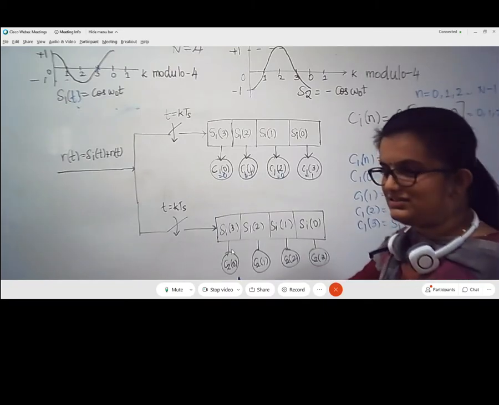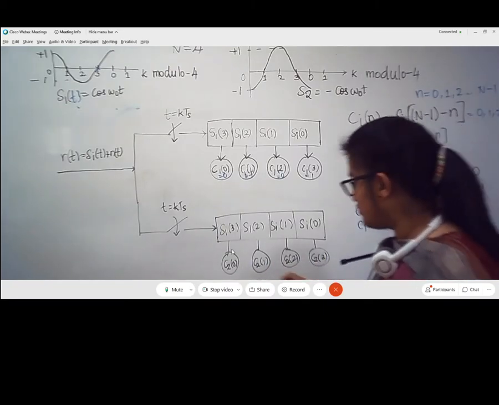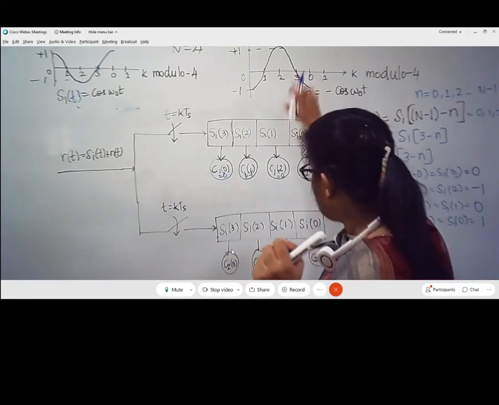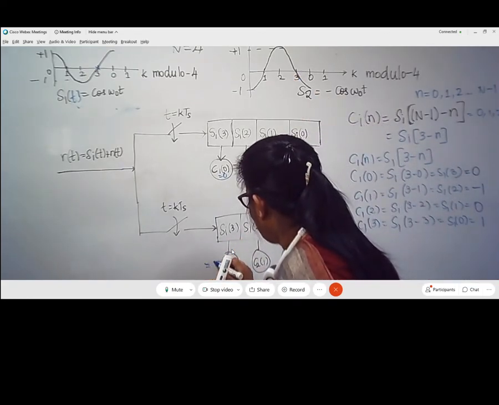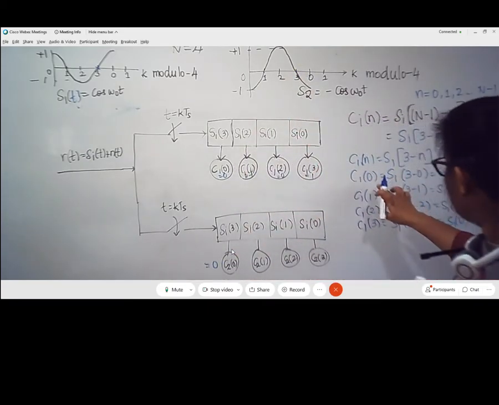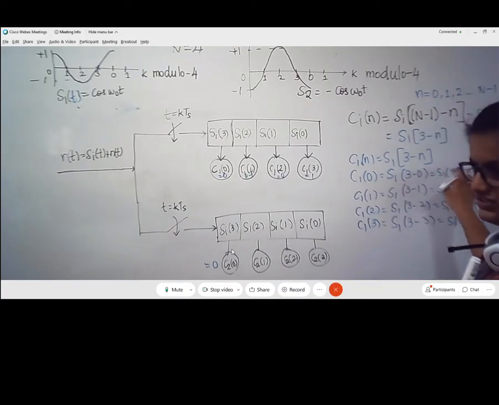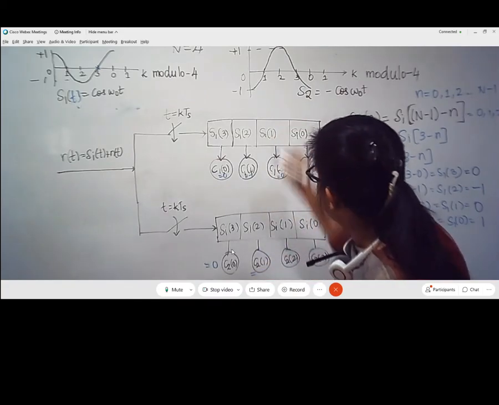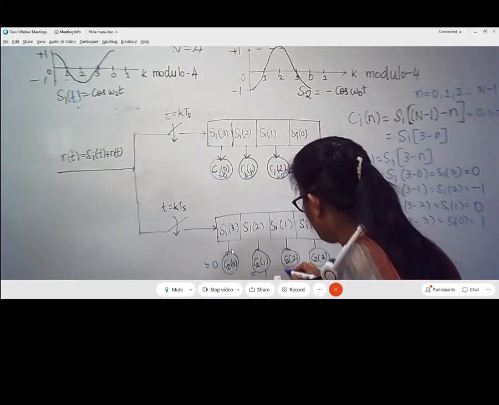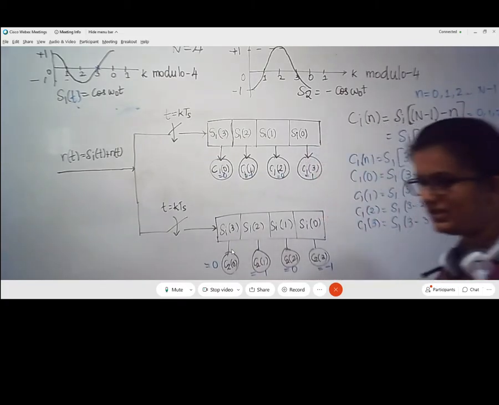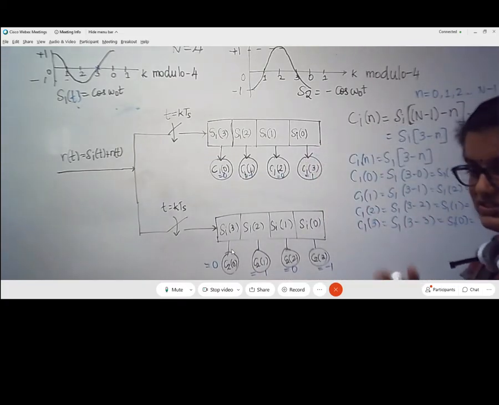Similarly, I can write the weights for the second channel also. I will write it directly; you figure out, it is in the same way. C2 of 0 will have a value equal to 0 because C2 of 0 is S2 of 3 minus 0, and S2 of 3 has 0 over here. C2 of 1 will have a value equal to plus 1, C2 of 2 will have a value equal to 0, and C2 of 3 will have a value equal to minus 1. So these are the weights which are fixed. It is not going to change.